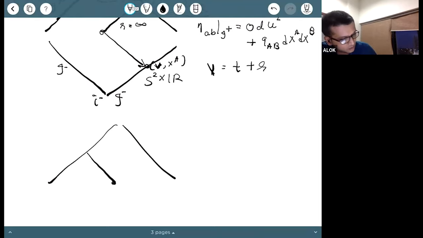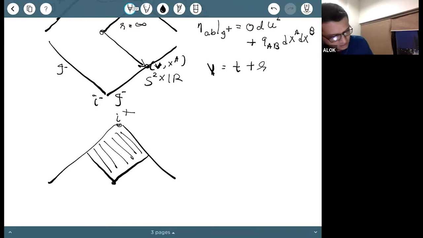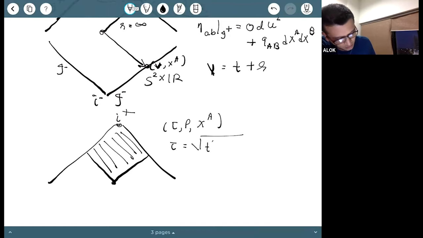So you just basically look, for example, you are mostly interested only in this region if you want to study the asymptotics of massive particles. And so here in this wedge, there's a nice coordinate system that you can use, which is, let me just call tau, rho, and x^A. The x^A are the same, the coordinates on the sphere, where tau is the square root of t squared minus r squared, and rho is r by tau. So rho is like a radial coordinate.